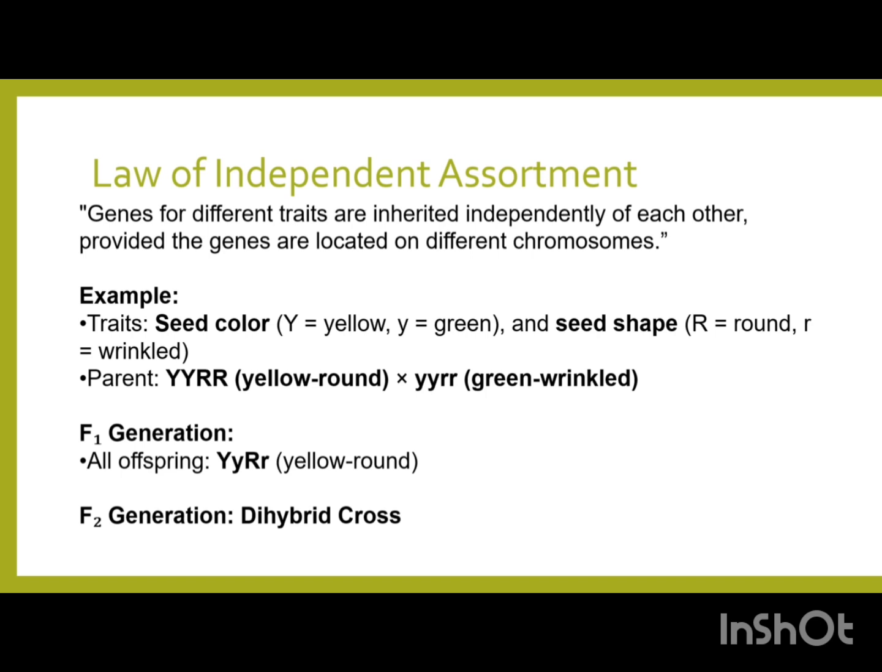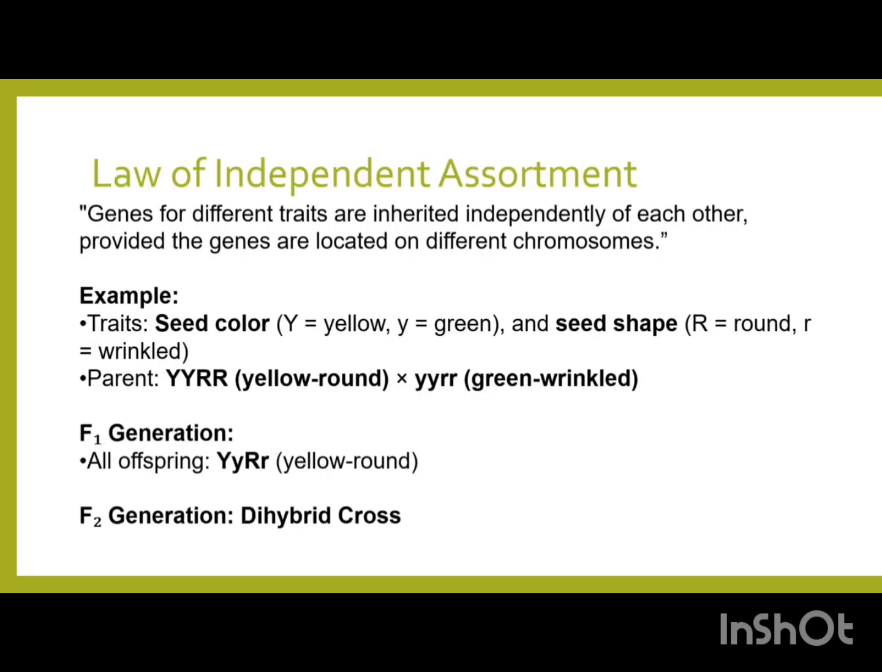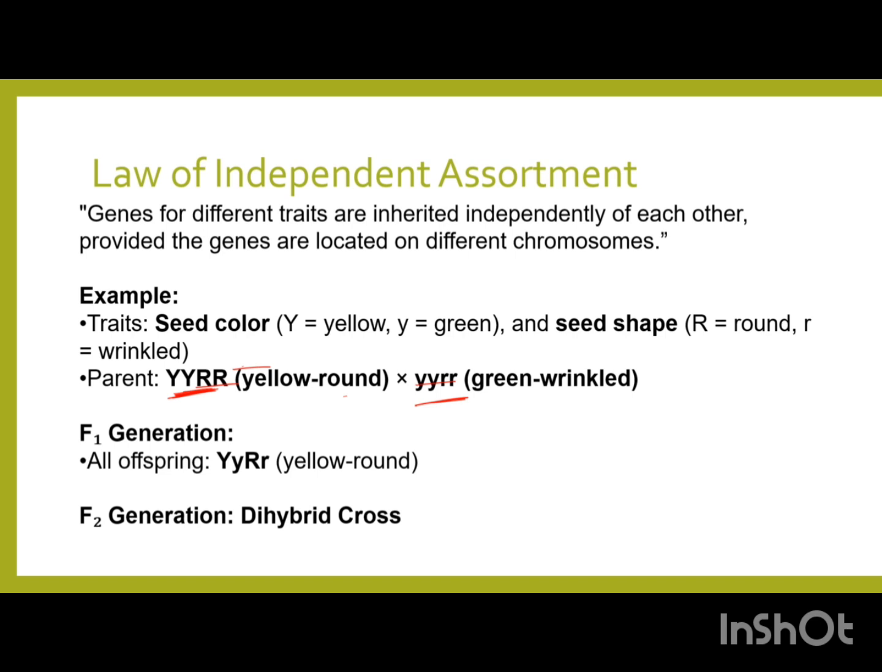So here we have taken seed colors, that is yellow and green, and seed shape, round and wrinkled. This is the most common example which we take. So these are the ratios. Let's suppose capital R, this is the trait which we have taken, capital Y, and this is small y, small r, and getting the ratio as 9 is to 3 is to 3 is to 1.